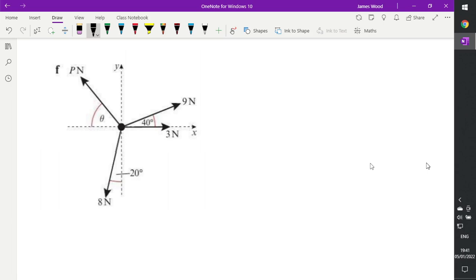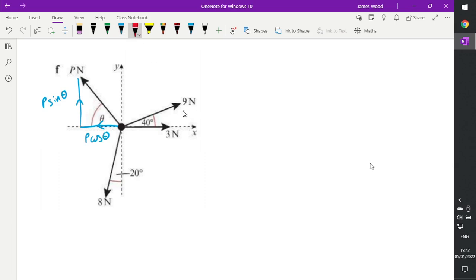So we'll go at another one. We need to resolve this force P. So the vertical component is going to be P sine theta. I'm assuming in this question we're also going to have to work out theta as well as P. And this is P cos theta.